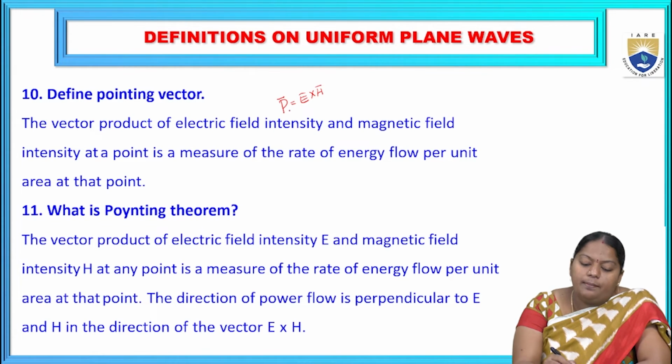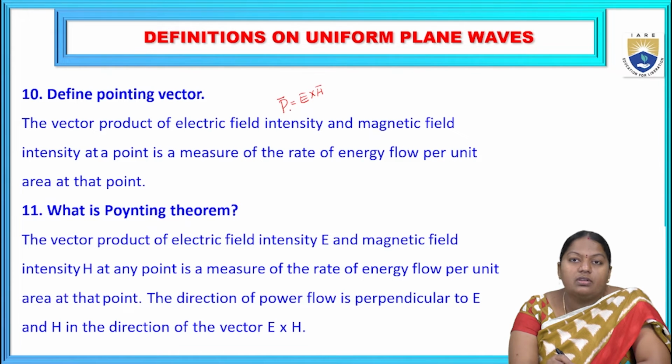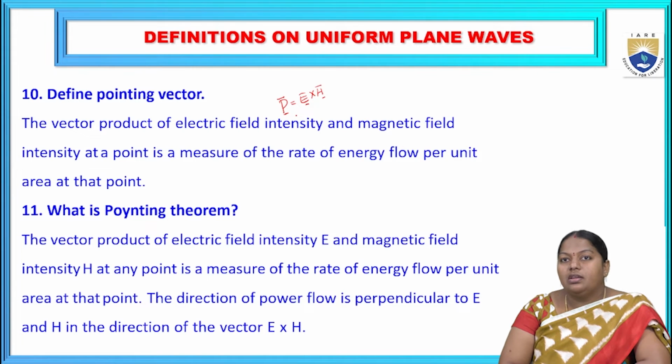Suppose we assume the propagation vector or Poynting vector in the z direction, meaning the electric field is in the x direction and the magnetic field is in the y direction, then the Poynting vector P bar will be propagating in the z direction.